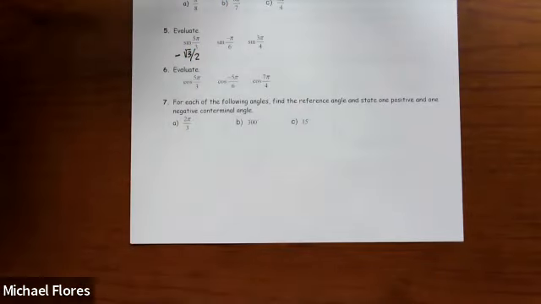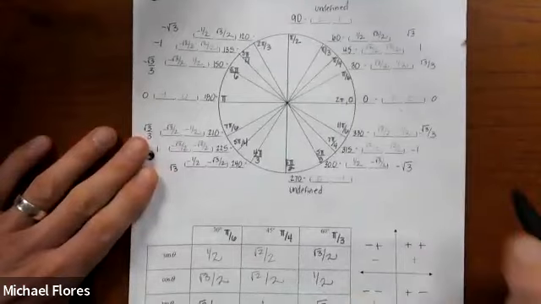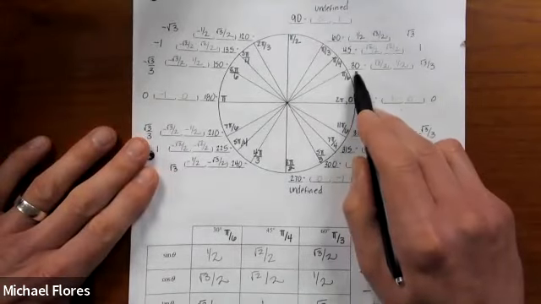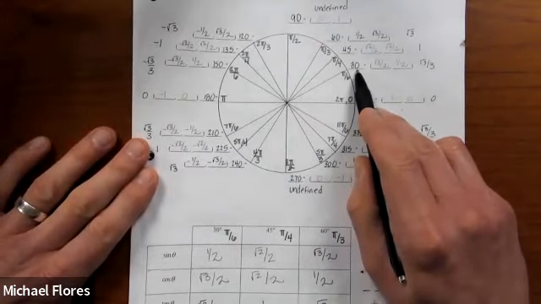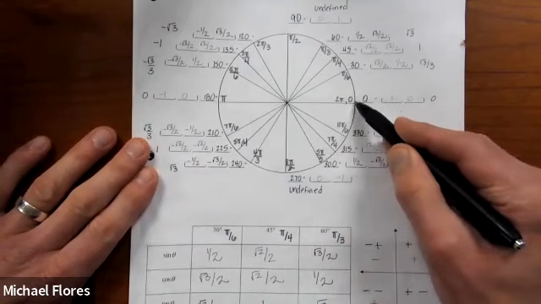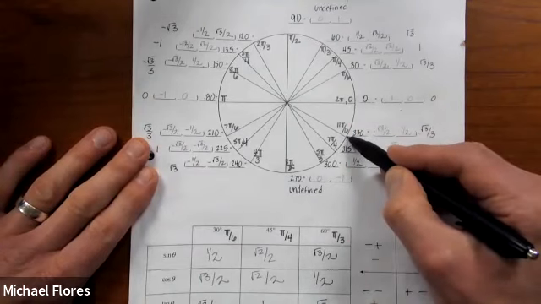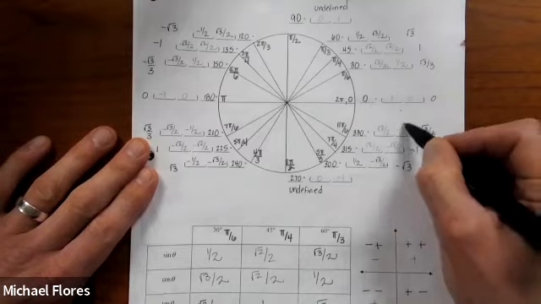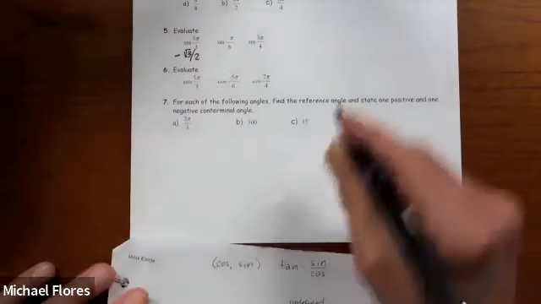And now sine of negative pi over 6. As we can see in our unit circle, regular pi over 6 is 30 degrees. So we need to do a negative 30-degree rotation. And the sine value at that point would be negative 1/2.